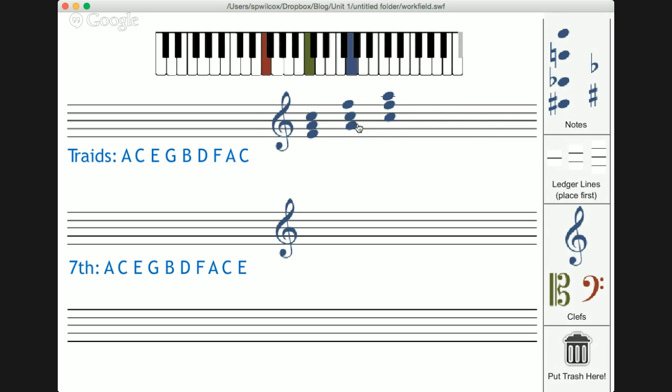Yeah, that's easier to see. So here's our root position triad, and then the first inversion would be to have the third of the triad on the bottom, and then the fifth of the triad on the bottom. See? FAC, ACF, CFA. There we go. So there are our three versions of the triad.